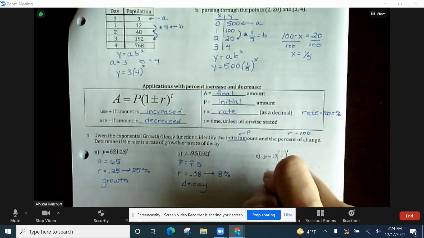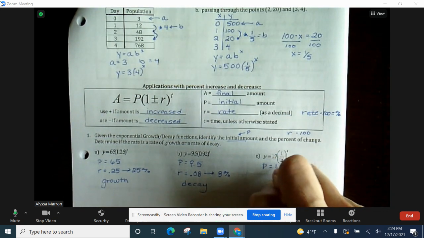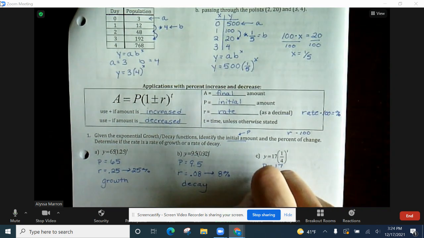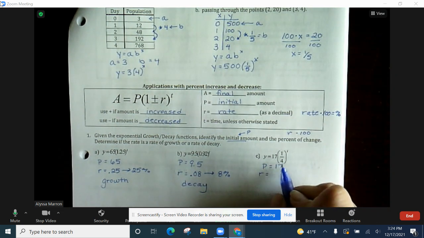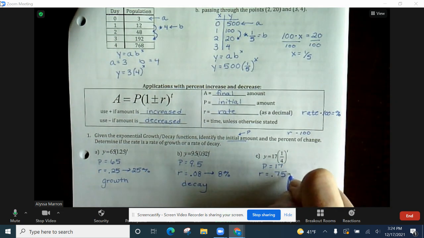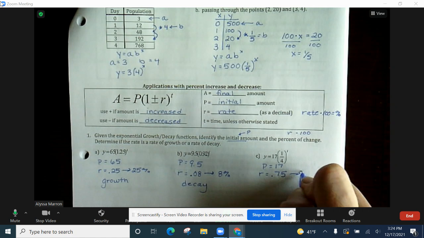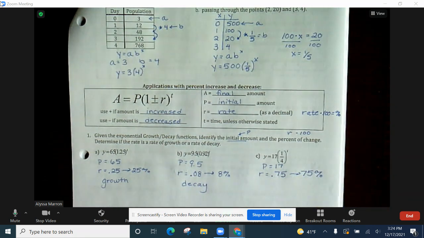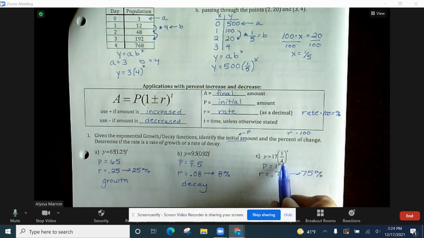And last, our initial value is 17. Our rate, think of this as 0.25. So what's the difference between a quarter and a dollar? Well, that would be 75 cents. That 0.75, we're just going to change that to a percentage, multiply by 100, and we get 75%. Because this number is less than 1, that would again be decay.